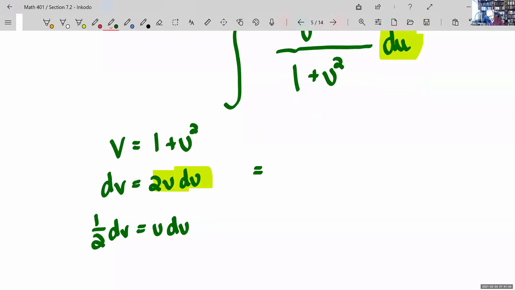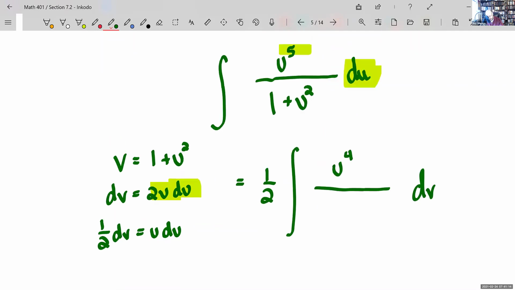So this will become 1/2 integral dv. We stole away a single power of u from upstairs, so we have a u to the fourth, and downstairs we have just a v. Now, this is a mixture of variables, so I'm going to move out of this mixture by trying to find a relationship between u and v. Luckily, I have one right here.